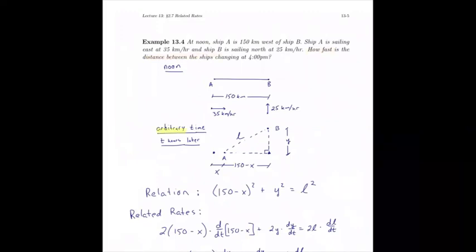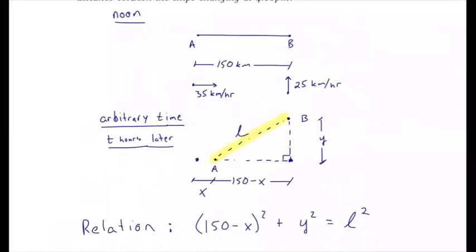Because remember, at any time later, and this is why I've drawn this just arbitrarily, for some time t, not necessarily 4 p.m., remember B is moving northward. So B has moved up here, A has moved eastward, and the distance between these two ships is now this straight line L. Well, the thing we need to realize is that this straight line L is the hypotenuse of a right triangle.